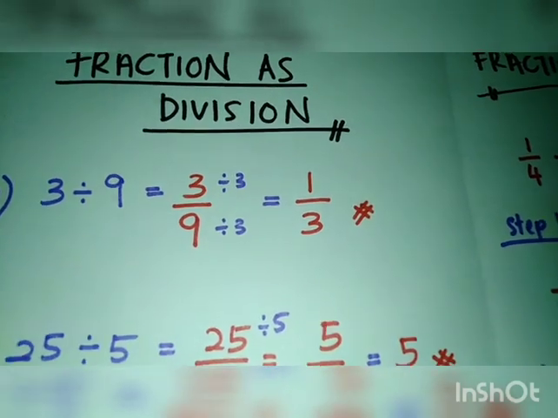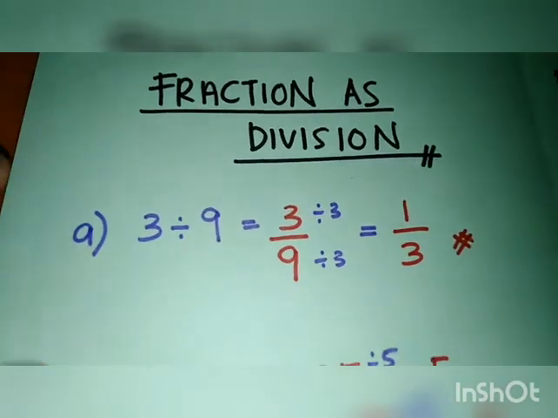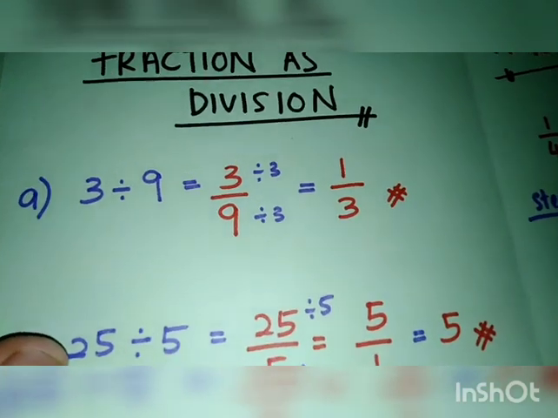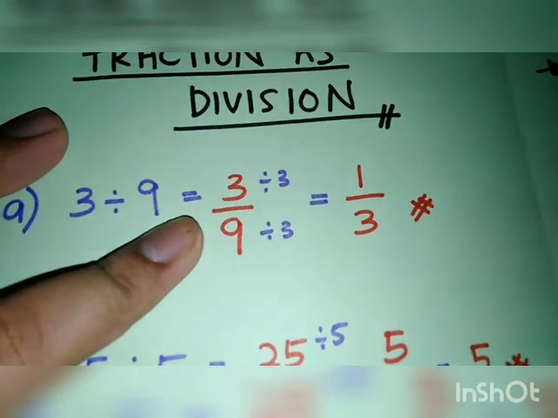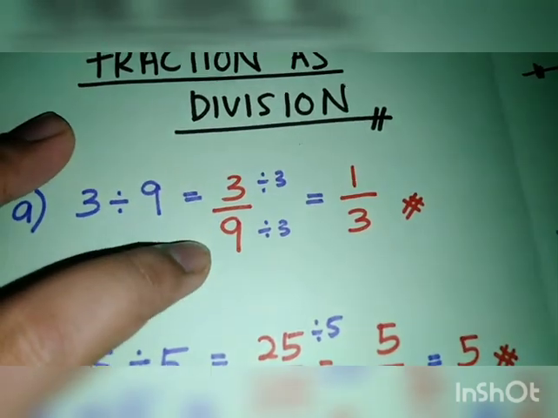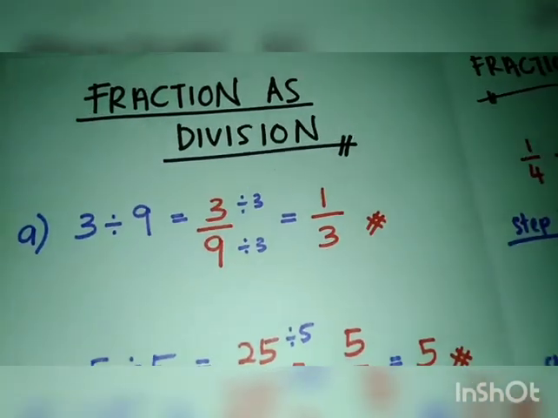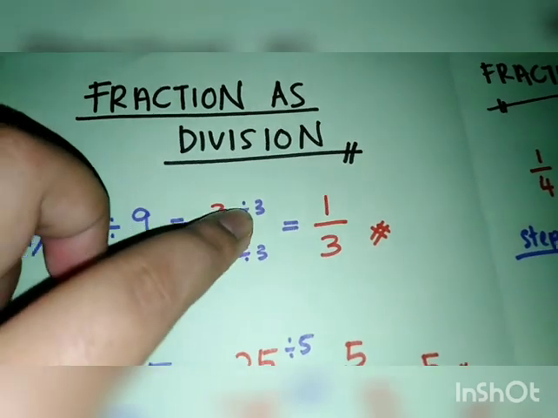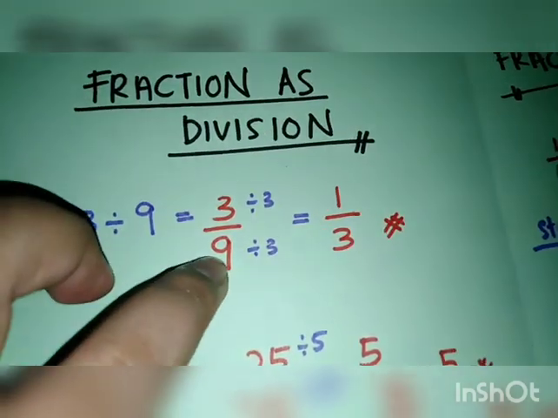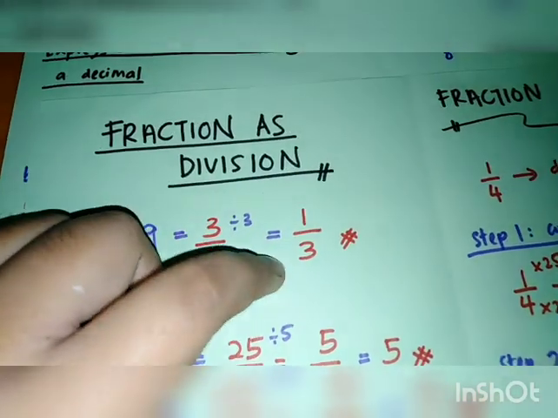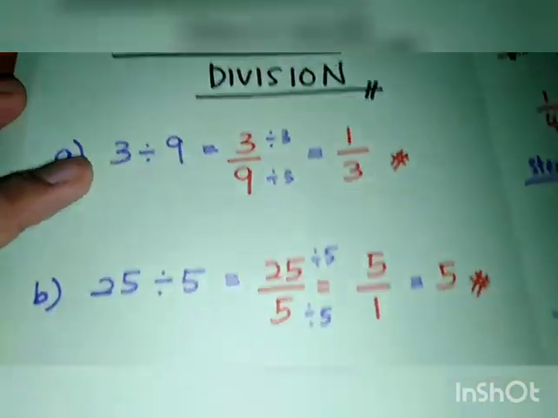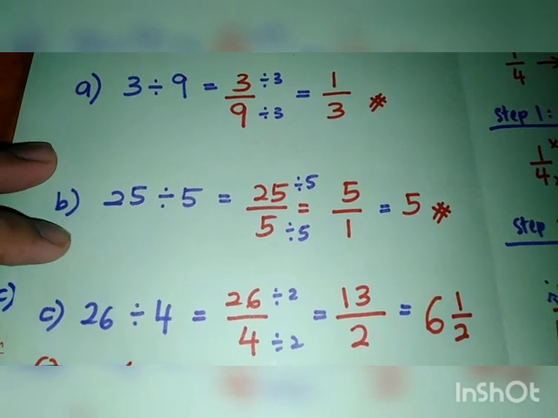So remember, I always say that you need to give the answer in the simplest form, alright? So 3 over 9 is not the simplest form. So 3 and 9 can be divided by 3. So when 3 divided by 3, you will get 1. 9 divided by 3, you also will get 3. So the final answer will be 1 over 3. Alright, let's move to the next question.